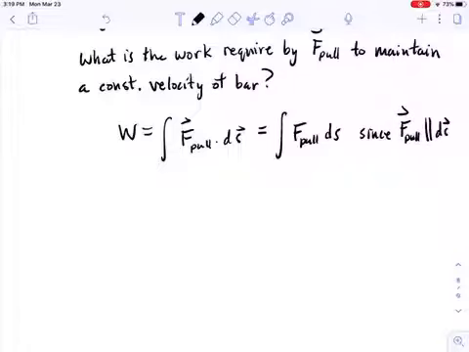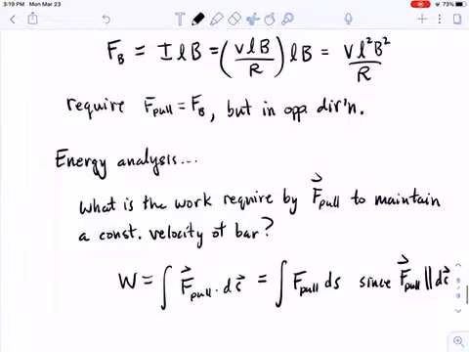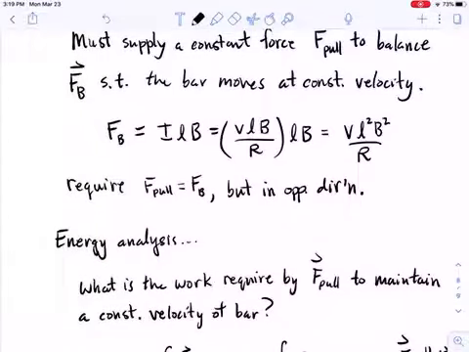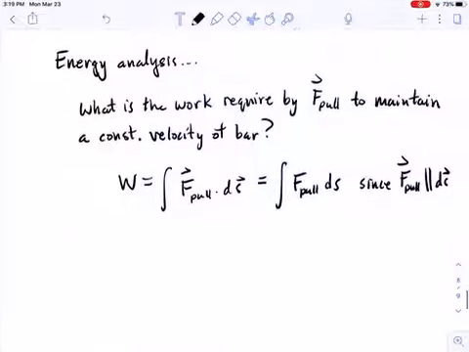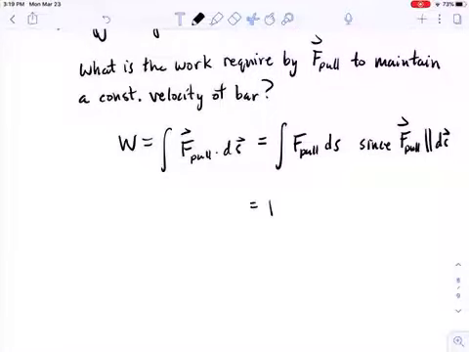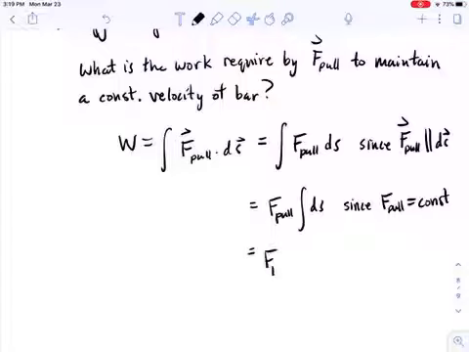Okay, but F pull was just a constant. We calculated it's v L squared B squared divided by R. Those are all constants if we're trying to maintain a constant speed. And so this is equal to just F pull times the integral of ds, since F pull is a constant. And so that means that the work is just F pull times whatever the total displacement delta S ends up being.